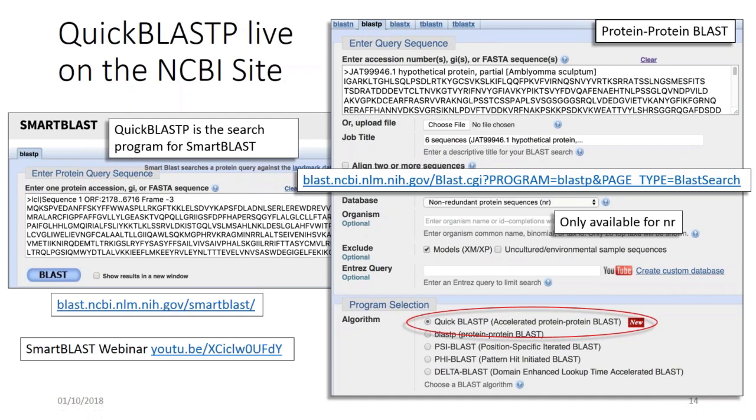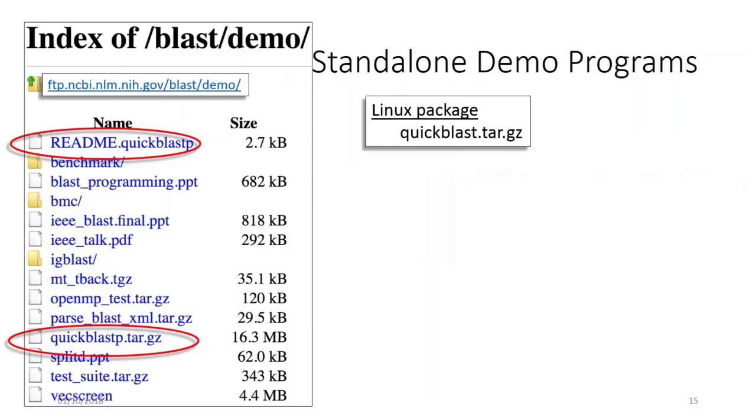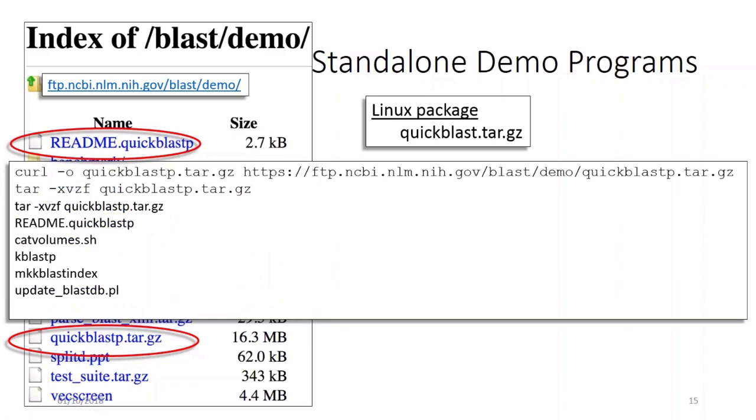Right now, this is only available for the NR database, and that's because it requires a special index of the 5-mers of the database in order to run it. So we'd have to index the other databases in order to make them work with QuickBLASTP. You can also download a Linux package for this, quickblast.tar.gz, which is available in the demo area of the BLAST FTP area. There's a README there, and there's the tarball with QuickBLASTP and the indexing program as well. If you get that README, it tells you exactly how to download and install this.